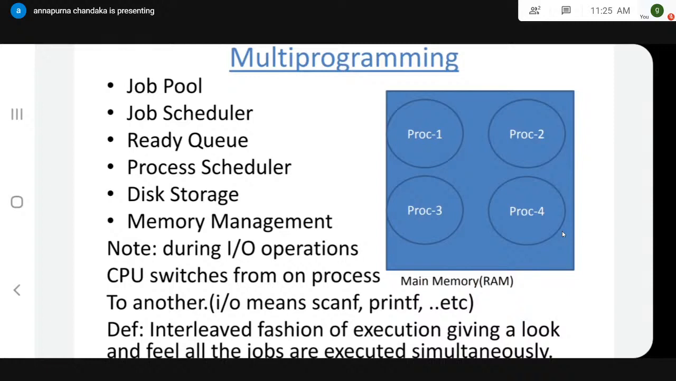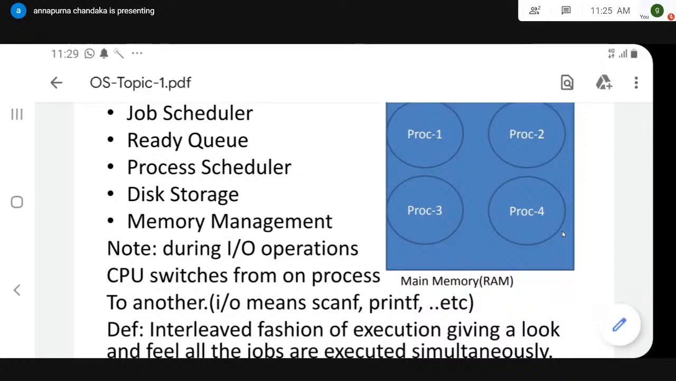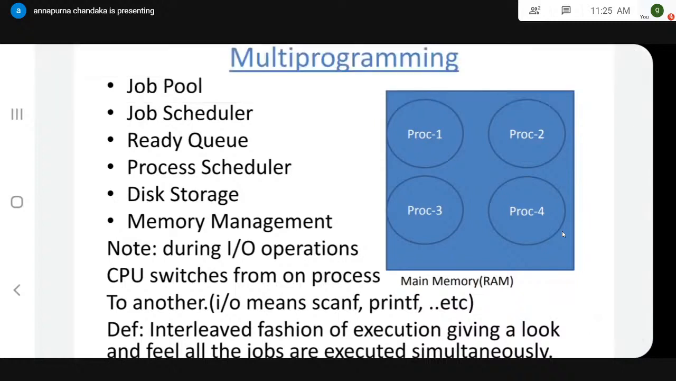Let us take an example. Suppose you are running a C program. While running this program, you get one statement: scanf("%d", &a). What is this statement? You have to read one value from the keyboard. The value is of type integer, and it has to be stored in memory location a. This value has to be read from the user. How much time will the user take to enter that number? At least 1 or 2 seconds, because the user has to physically enter that number from the keyboard.